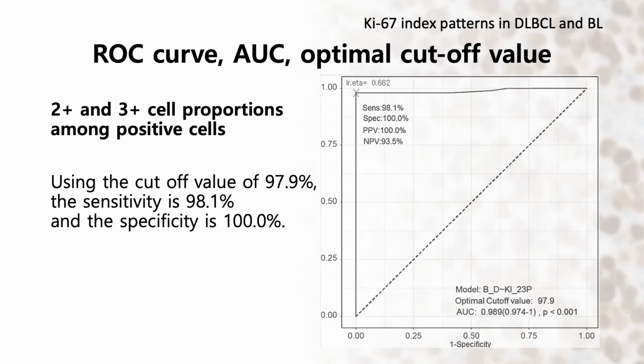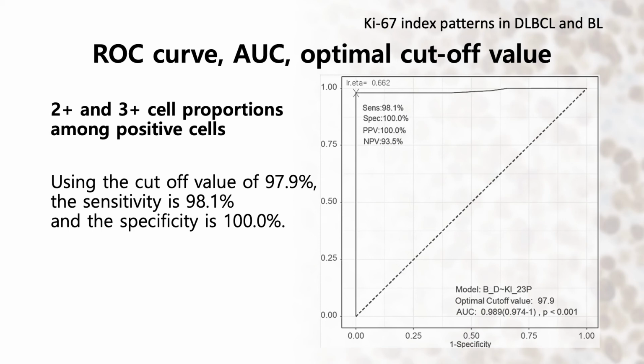We performed ROC analysis to detect the most effective value for differentiating Burkitt lymphoma and DLBCLs. The AUC was highest for the proportion of 2 positive and 3 positive cells with 98.1% sensitivity and 100% specificity. The optimal cutoff value was 97.9% for the proportion of 2 positive and 3 positive cells. Thus, the samples with more than 97.9% of 2 positive and 3 positive cells can be considered as Burkitt lymphoma rather than DLBCLs.